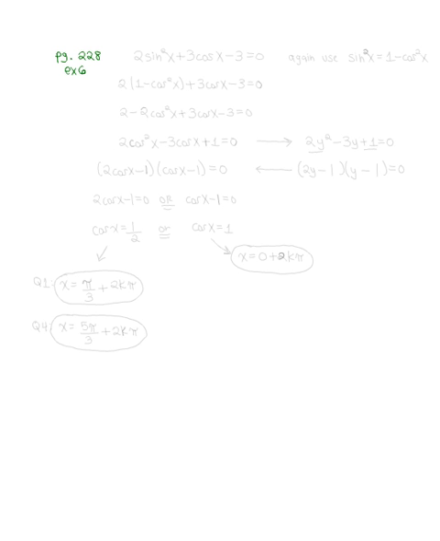Okay, so our next example is going to be taken from page 228, example number 6. And we're supposed to solve this problem: 2 sine squared of x plus 3 cosine of x minus 3 equals 0.